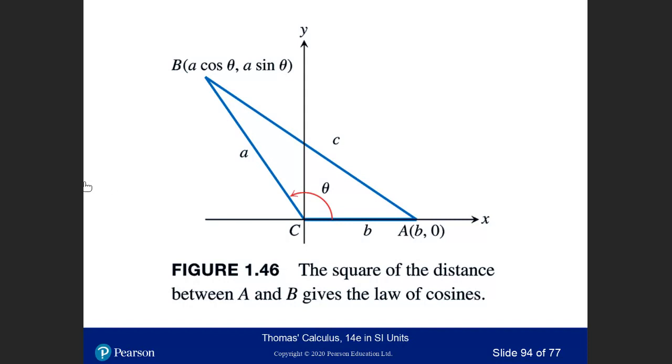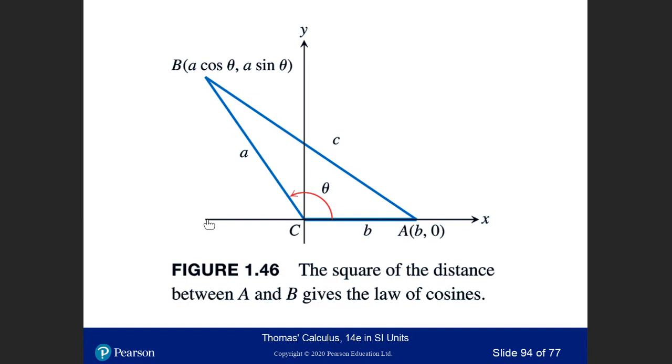Make this figure a little bigger. Okay, you see a triangle here. A corner has coordinates b and 0, y is 0, x is b. B coordinate is a cosine theta and a sine theta. As you can see, cosine theta here is a negative number because theta is greater than 90 degrees. So a cosine theta is the x coordinate, so that's a negative number here.